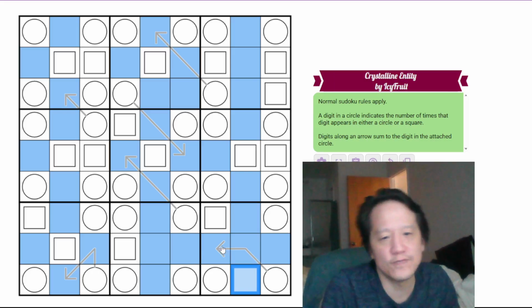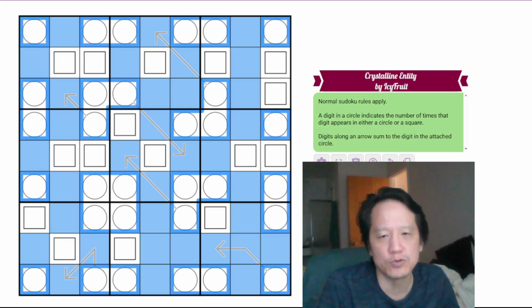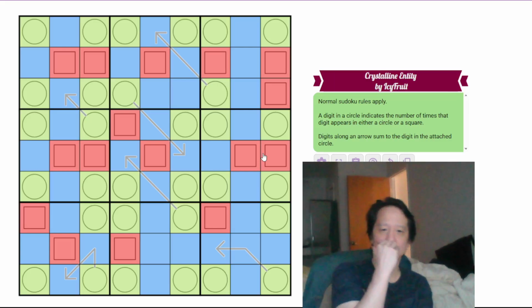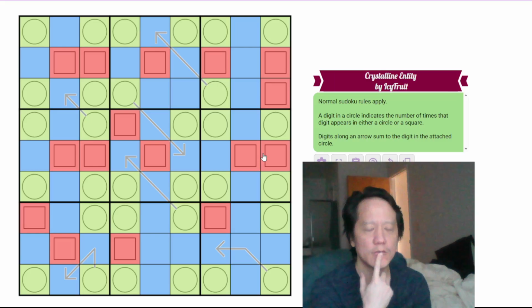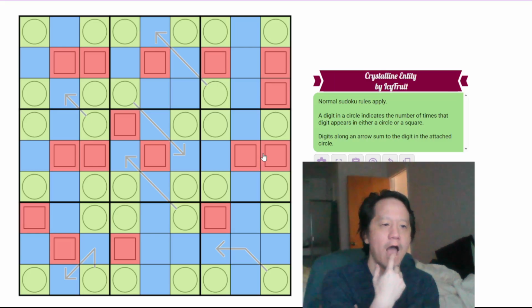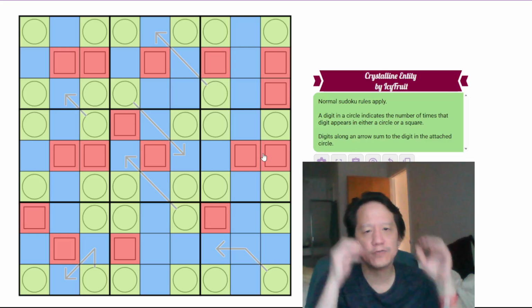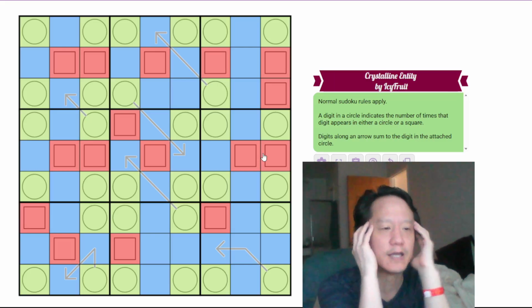Okay, so all the circles we're going to mark green, and all the squares we're going to mark as red so that we can easily see what we're dealing with. 47 of these. Okay, so this is kind of mind-blowing.